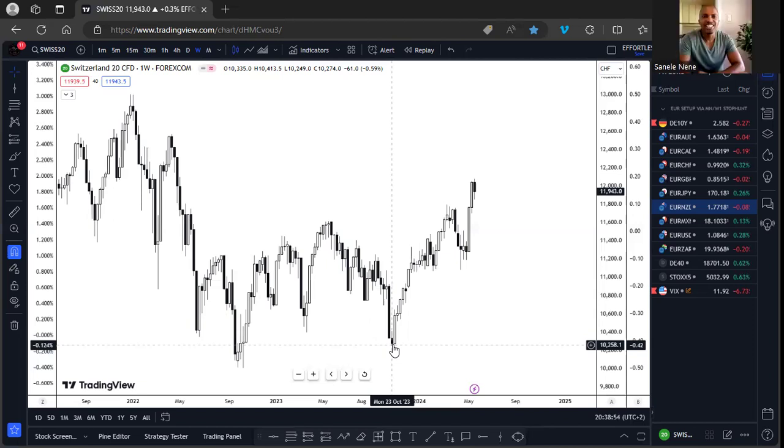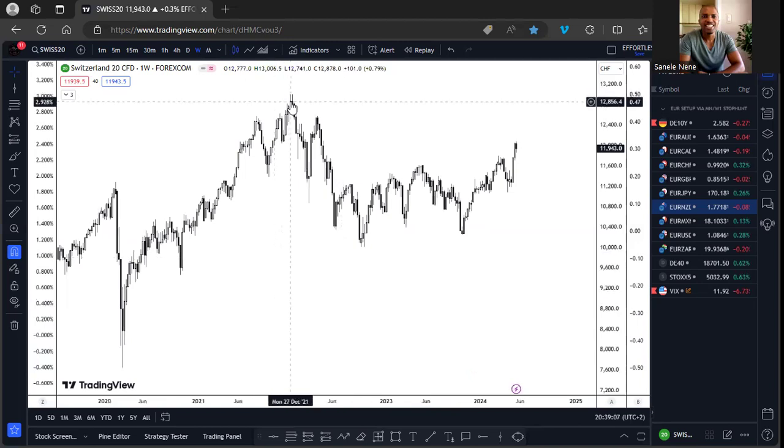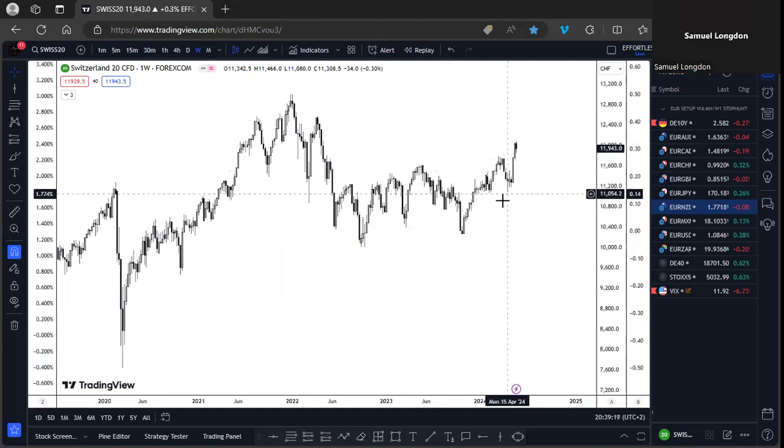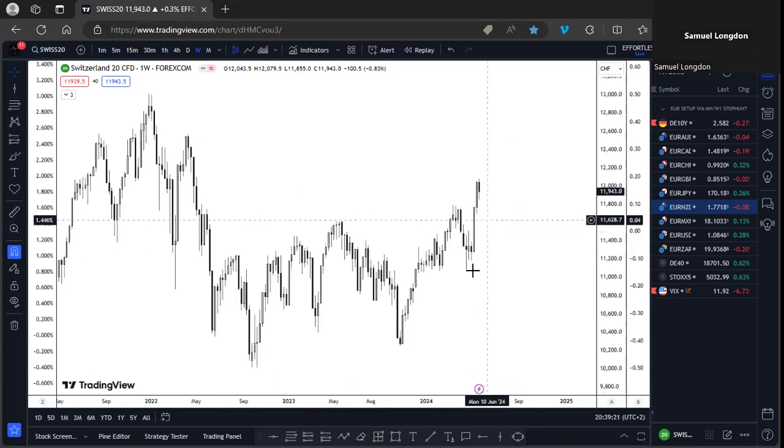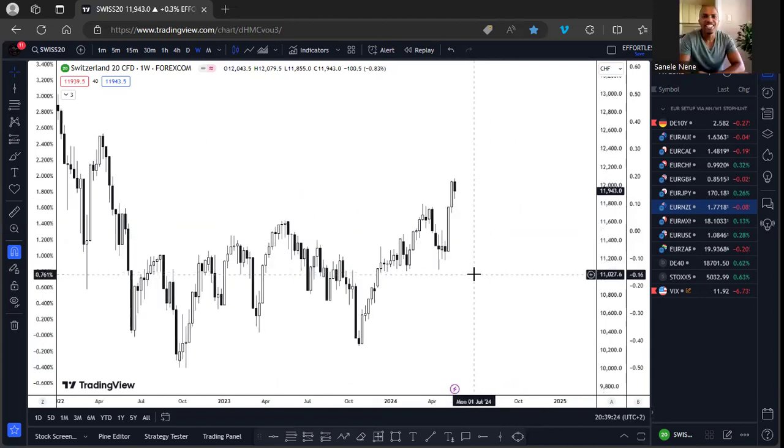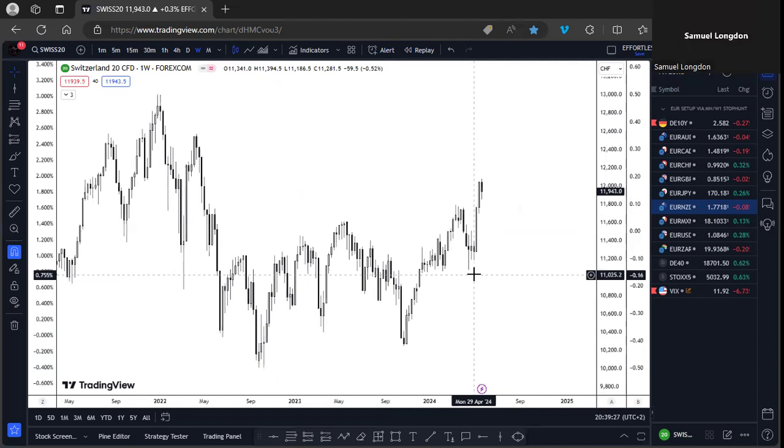So as you can see also here, we have the Switzerland 20 as well. It's starting to push higher. Interest rates are going lower in Switzerland. Exactly. It has been pushing lower all this time, since December 2021. And it only started rebounding now. So this is also something you can position yourself into because you know interest rates are going lower in Switzerland. So that is how you position yourself, and you just rinse and repeat.